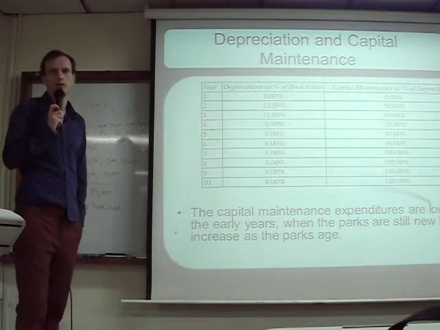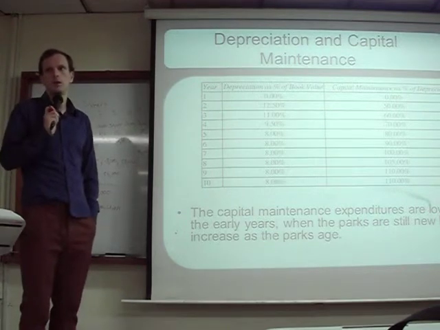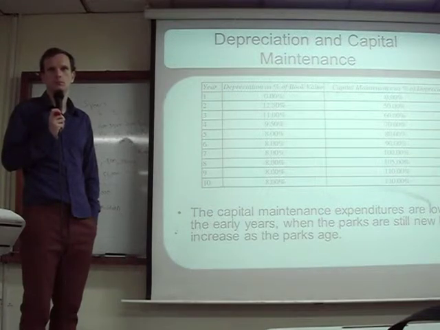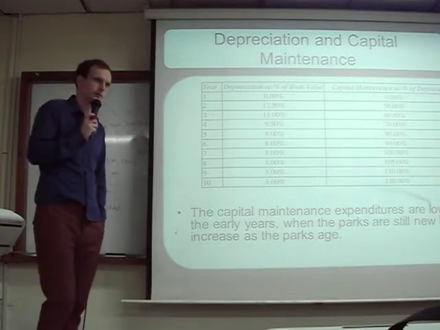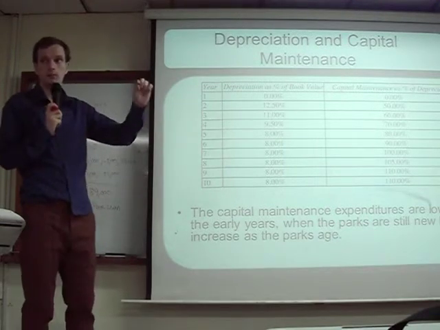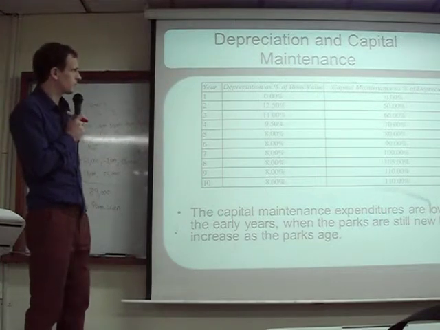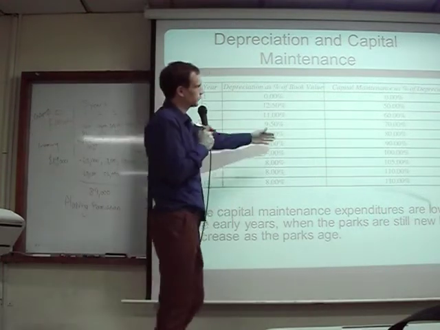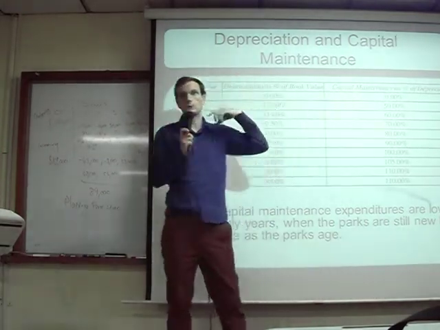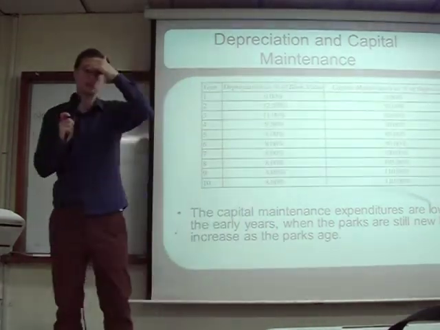Yeah. How many years do you think they can last before we need to change them? Several years. 10 years. Yeah. 8 years. 10 years. So it depreciates every year. It loses value. Okay? So, capital maintenance means we have to pay to fix it. We have to paint it. We have to paint the roller coaster.